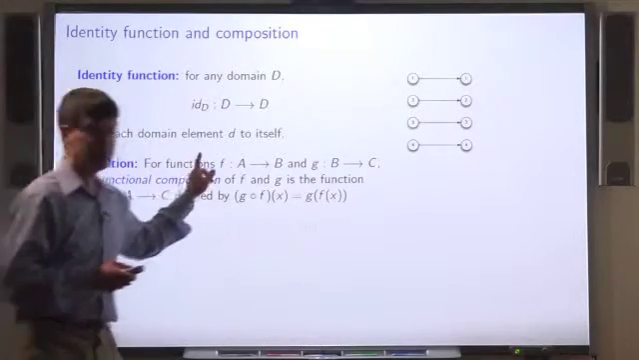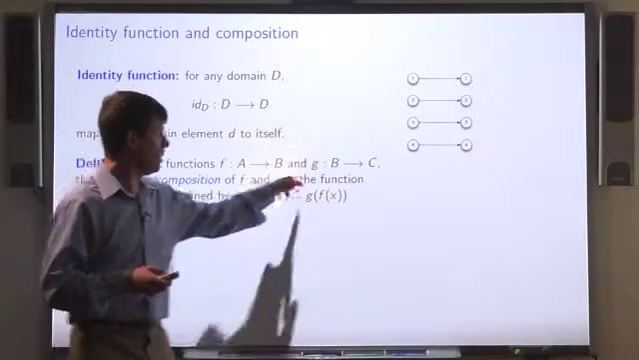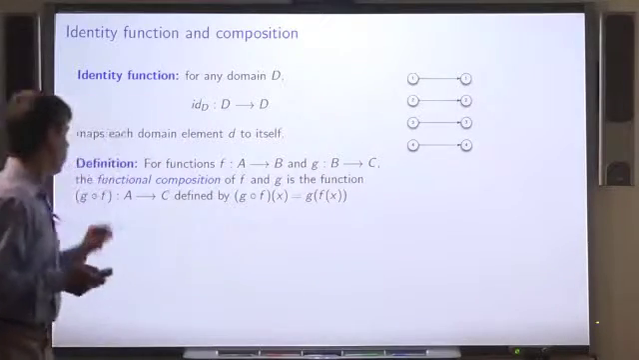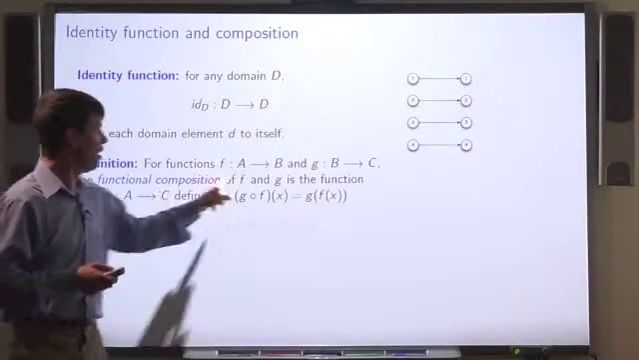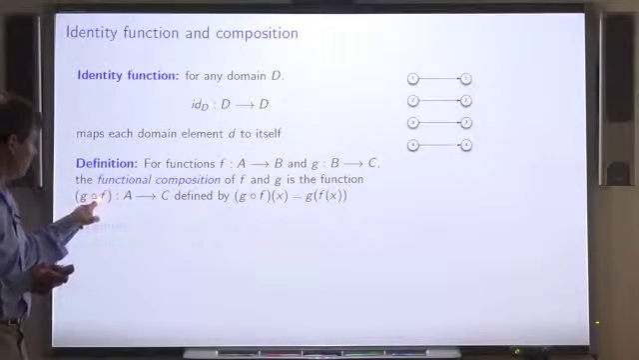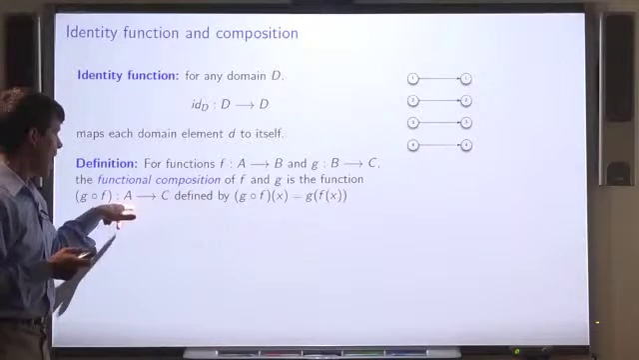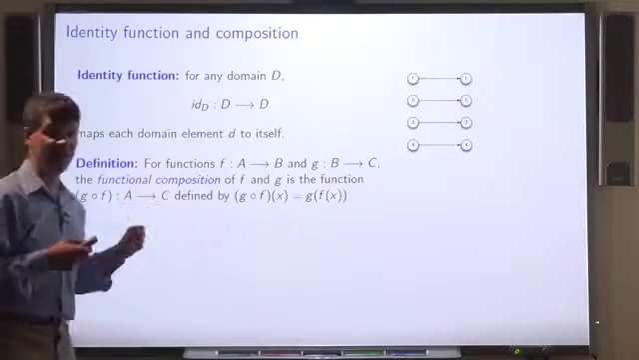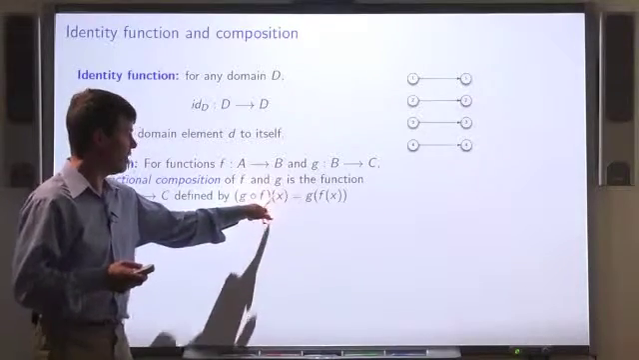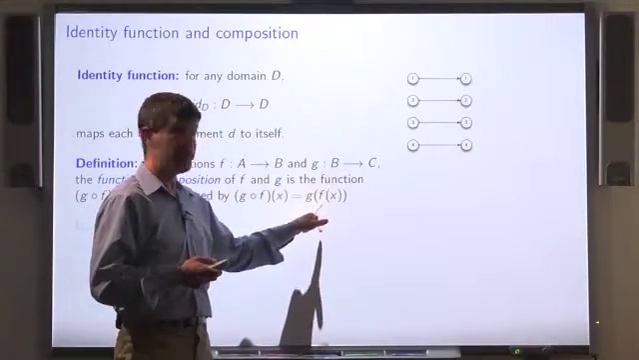Now, for functions f with domain A and codomain B, and g with domain B and codomain C, the functional composition of f and g is the function which we write g composed with f. The domain is A, and the codomain is C, and it's defined in this way. G composed with f applied to an input x is g applied to the result of f applied to x.